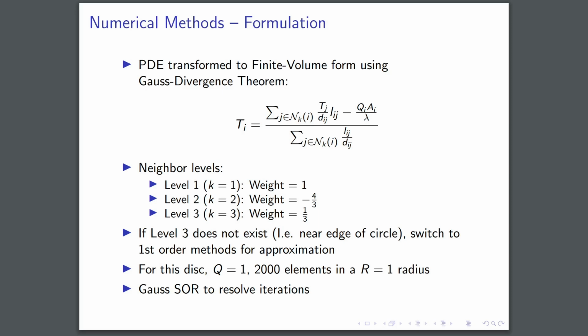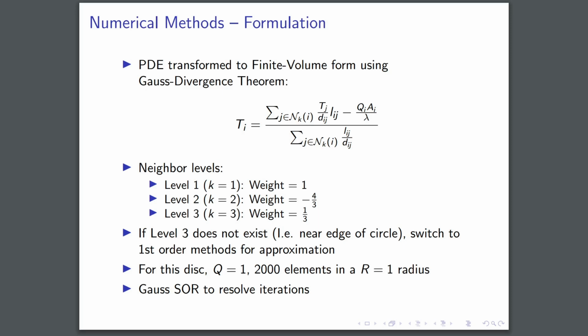Each neighbor level for the summation that you see on screen will be weighted as such. Level 1, the nearest neighbors, has a weight of 1. The second neighbor level, k equal to 2, has a weight of negative 4/3. And the third neighbor level, k equal to 3, has a weight of 1/3. If level 3 does not exist, i.e. near the edge of the circle, we swap over to our first order method for those near-edge cells. For this disk, q is equal to 1, there are 2000 elements, and the radius is equal to 1.